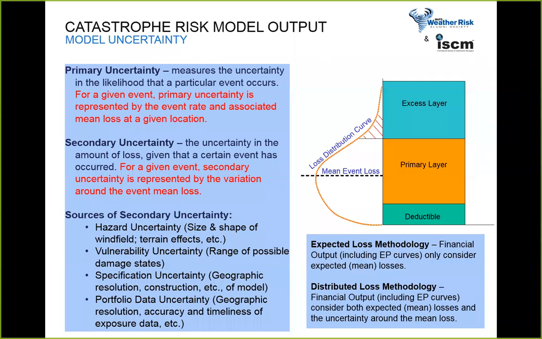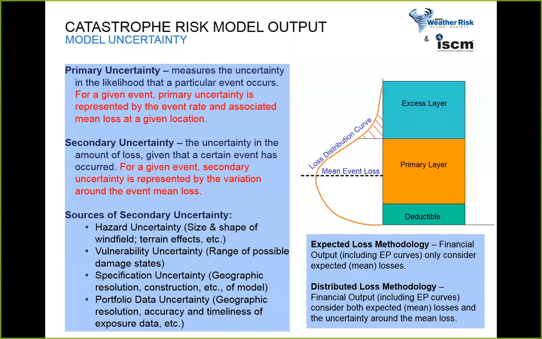And the sources of secondary uncertainty are many. There's uncertainty within the hazard itself, the size and the shape of the wind field, terrain effects, so on and so forth. Filling effects as well. Vulnerability uncertainty has many. There's a range of possible damage states. And there's a few other examples as well.